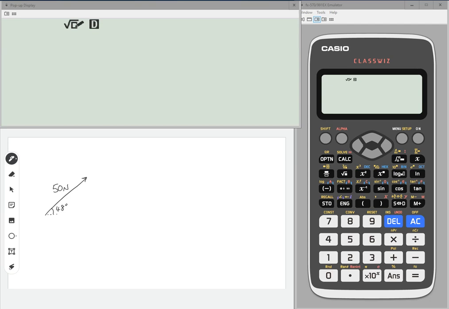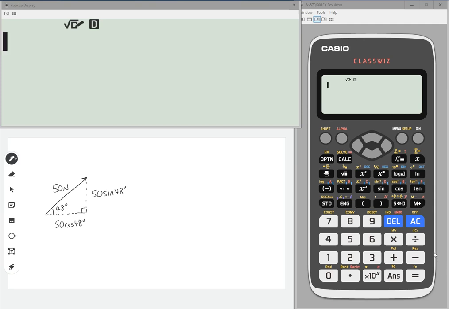Now, ordinarily, what you would do is complete the triangle and then say, okay, well, this is the opposite side. So this is 50 sine 48. And the adjacent side is 50 cosine 48.